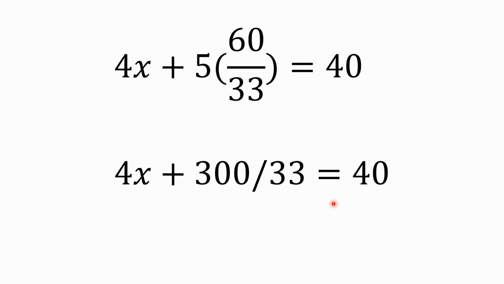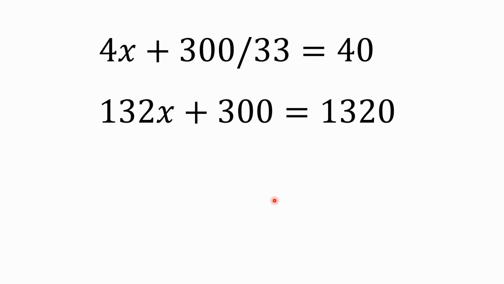And we can keep reducing this thing down. This really becomes 4x plus 300 divided by 33, because it's 5 times 60 all over 33, which is 300 divided by 33. So we keep wanting to work it out this way. We can divide everything by 33 to get rid of the fraction if we want to. That would leave us 132x plus 300 equals 1320.